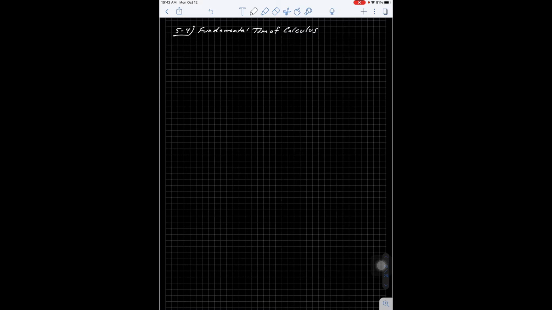Here we go. There's 3 sections to this, 3 parts to this section. The first is how to find the average value of a function. And each section has its own theorem. All right, so here's the average value theorem.